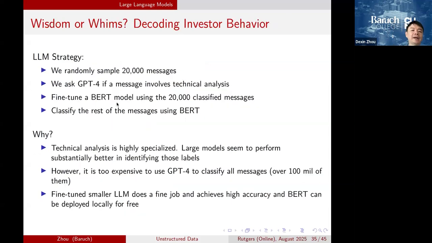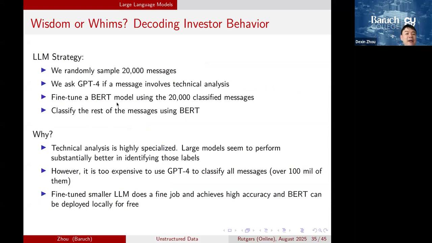The other paper is called Wisdom, or Whims. We're still revising the title. This paper is co-authored with Shuai Chen and Ling Peng, who is my colleague. Here we are trying to classify the messages from StockTwits, a social media platform. In our sample, there are over 100 million messages, right?